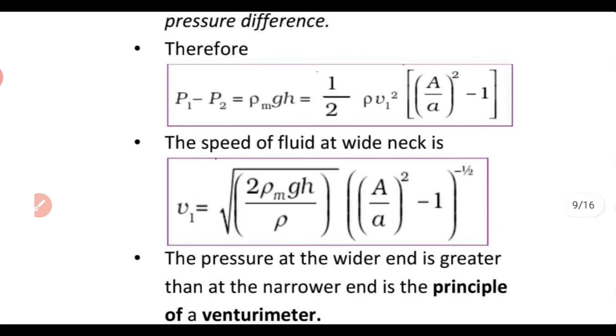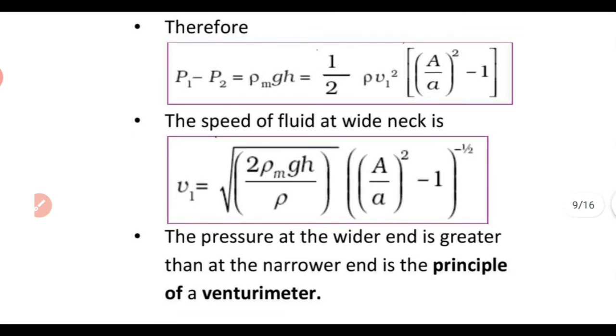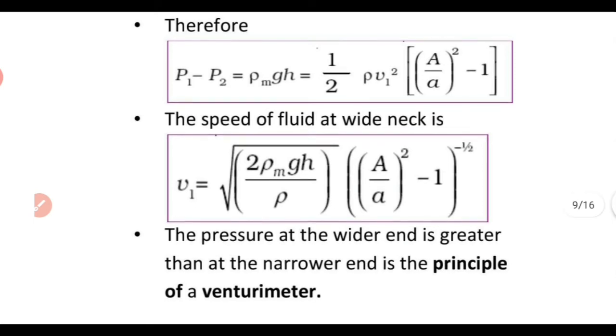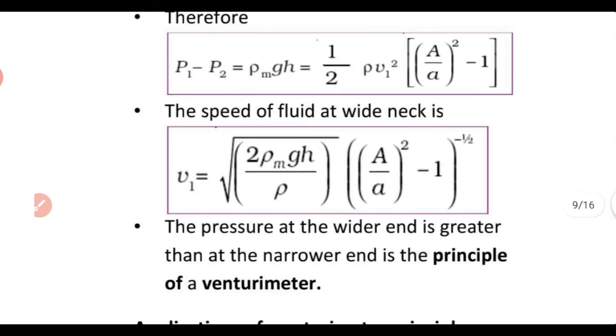Here a point is to be noted. Rho m stands for the density of the liquid in the manometer, and rho stands for the density of the liquid which is flowing through the Venturi meter. That means the density of the liquid whose flow speed we need to find. So this is the equation which we use in the Venturi meter. The Venturi meter works on Bernoulli's principle.